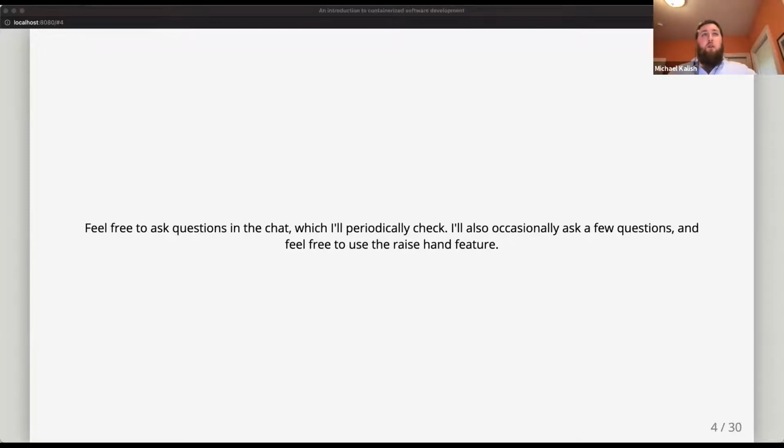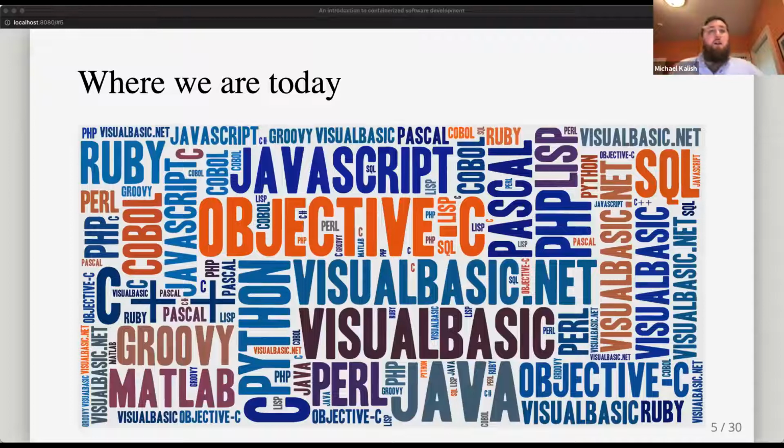All right, so where we are today. I found this neat word map of all the various software languages that people are currently using. The bigger the word, the more use we see in the community. But as you wrap your head around this, there's a lot here. There's a lot of languages, there's a lot of tools. Some of them work similarly, some of them work nothing like each other. Some of them run only on Mac, some of them only run on Windows. It's a little bit of a mess, and it's daunting as a software developer.